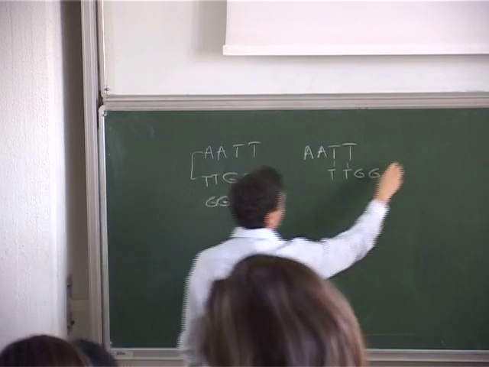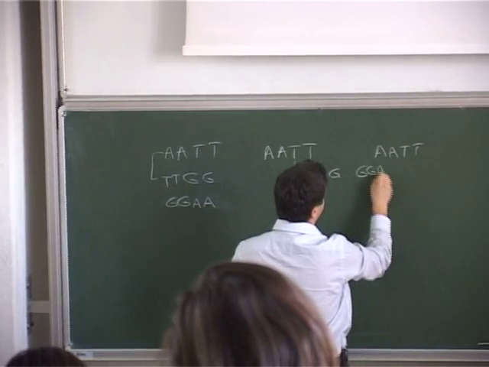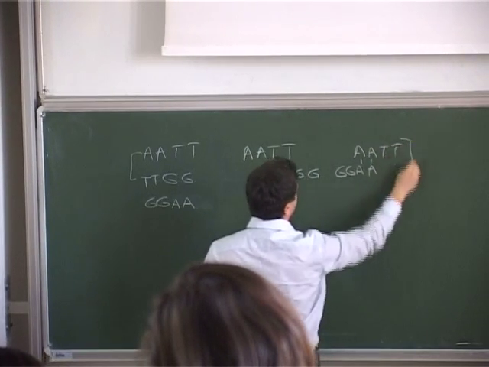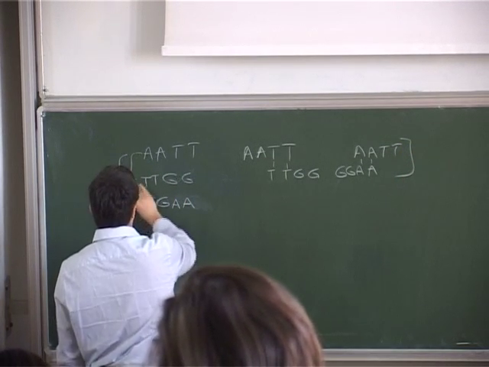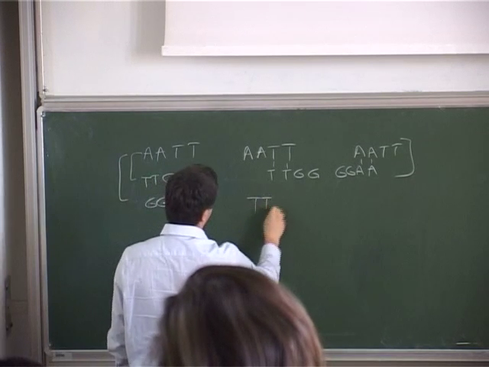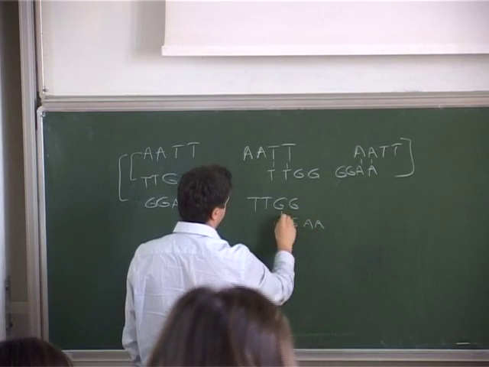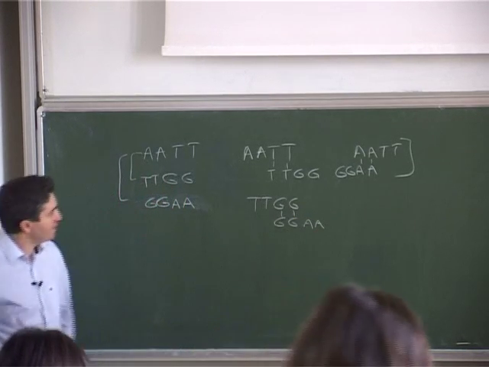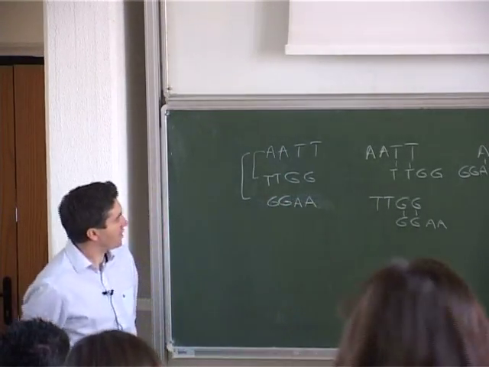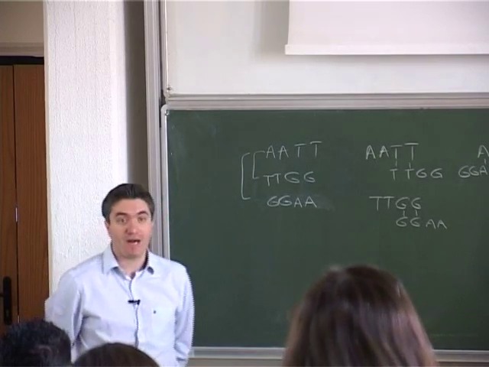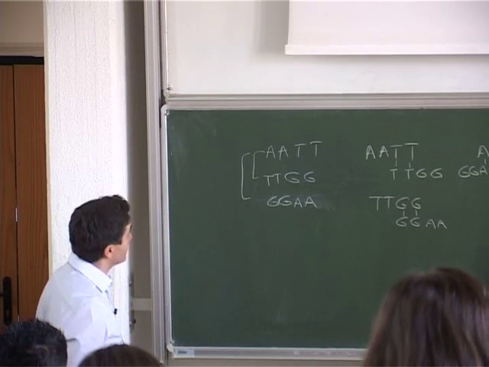So if we align AATT with GGAA, this is the alignment between these two. And TTGG versus GGAA. Now, here we have three alignments, pairwise optimal between all of them. If we try to combine these three alignments into a single alignment, we are going to see we will have inconsistencies. It's like this.